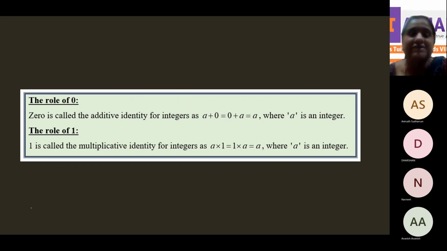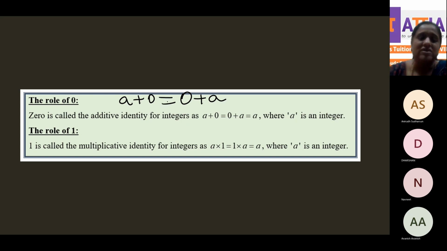The additive identity for integers is 0. Because if you take any integer A and add 0 to that, or if you take 0 and add any integer to that, in both cases, whether it is A plus 0 or 0 plus A, the answer is A itself.